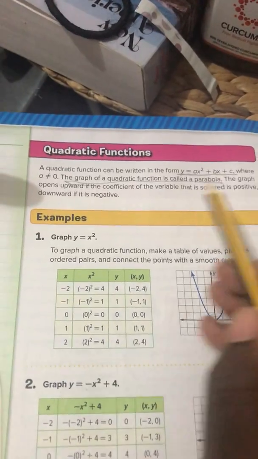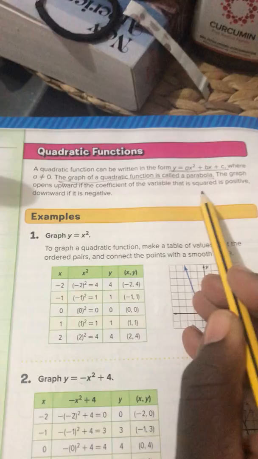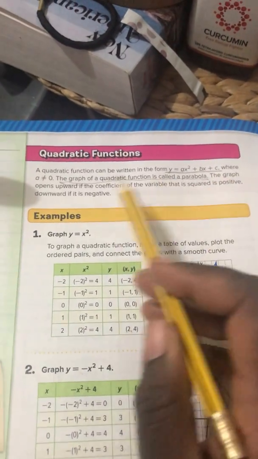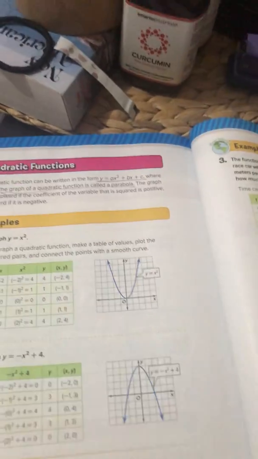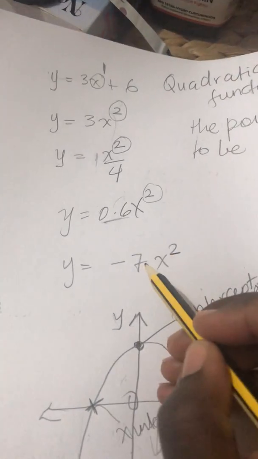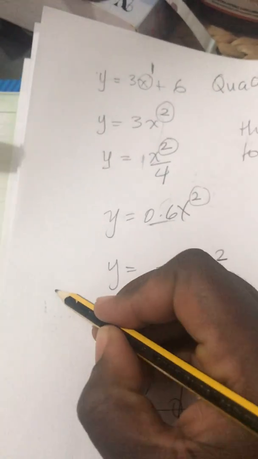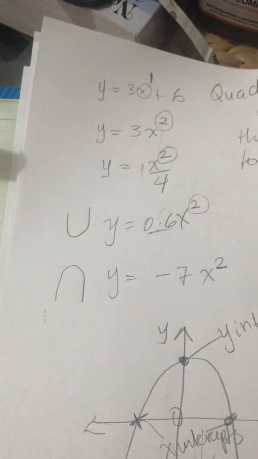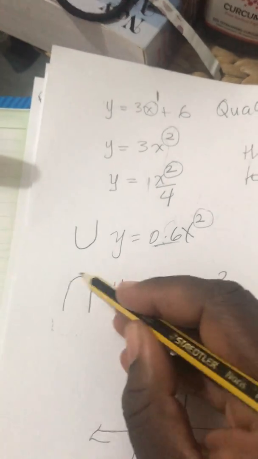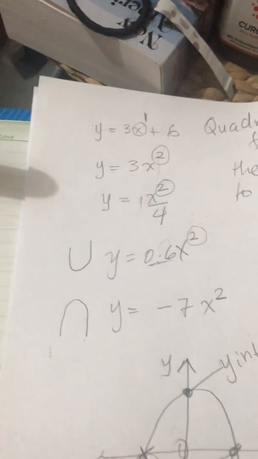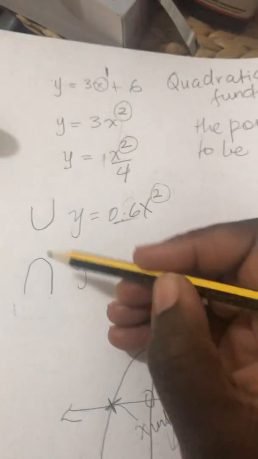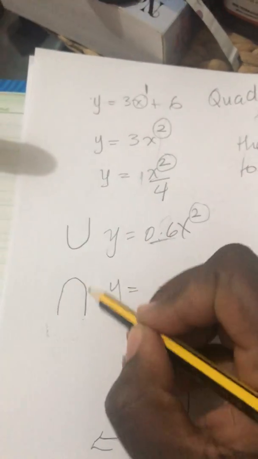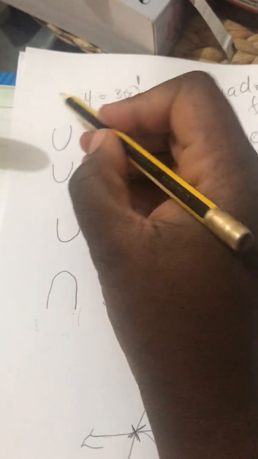Okay? The graph opens upwards if the coefficient of the variable that is squared is positive, downward if it is negative. Now, let's come back here. Since this is negative, your graph will be like this. Since this is positive, it will be like this. So how do you remember? Negative looks like n. Just like that. So negative, it looks like n, so it goes down. These ones will be u, because the number in front of x is positive.